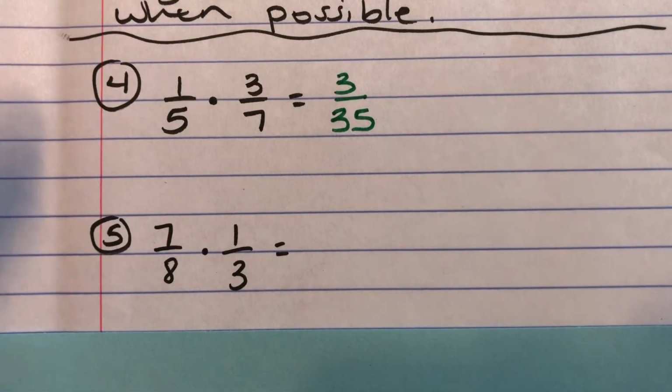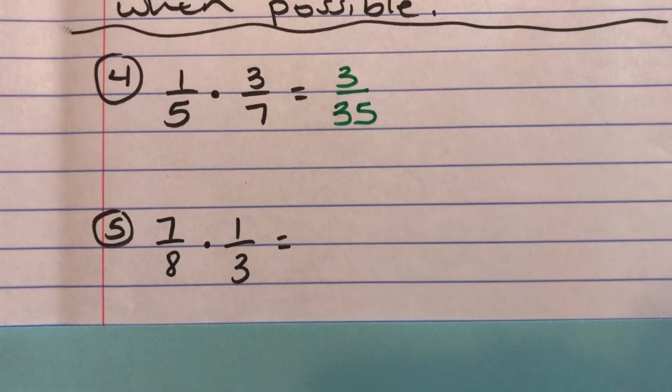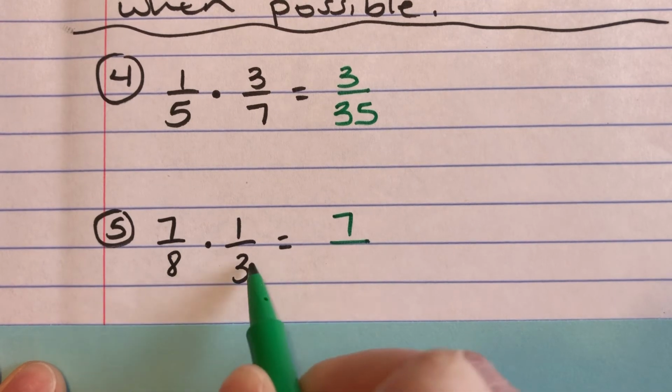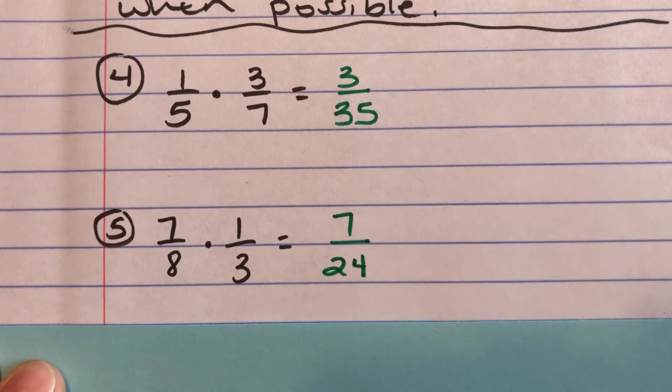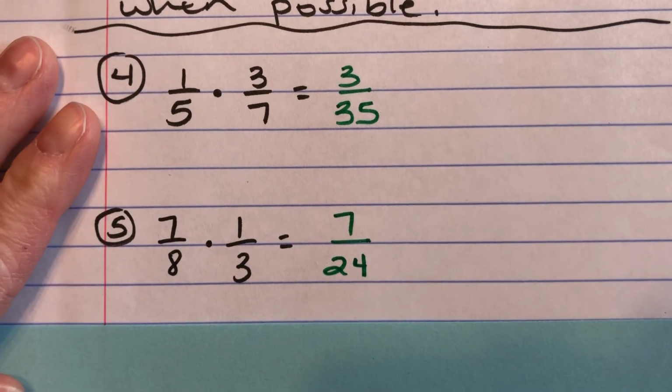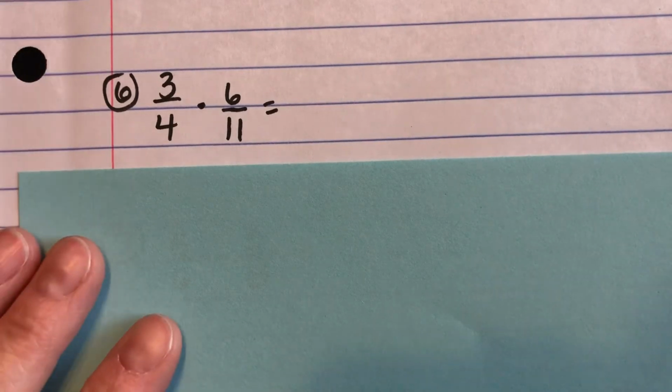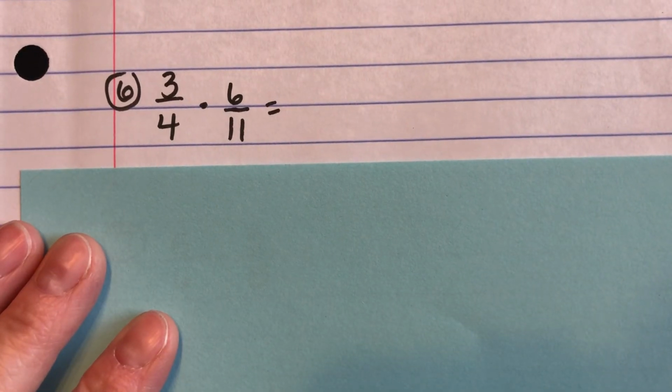All right, erase. Next, 7/8 times 1/3. Just a reminder, if you need to simplify, simplify. Press pause. Welcome back. 7 times 1 is 7. 8 times 3 is 24. And there's not a number other than 1 that goes into both of those, so we're done. Right, next, number 6. Go ahead and pause me. Press play when you're ready.